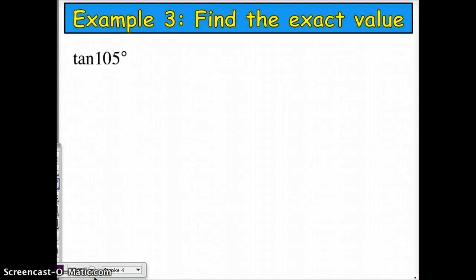For part 2 of this lesson, we are going to do 2 more examples. The next example we're going to do is a tangent example. Tangent's always the hardest one. It's the most complicated formula.